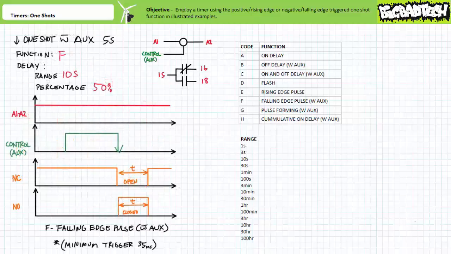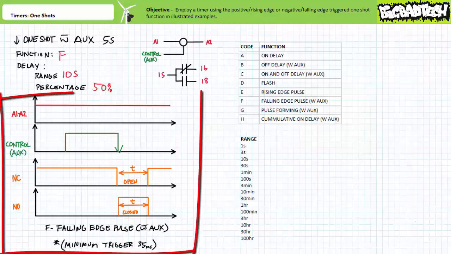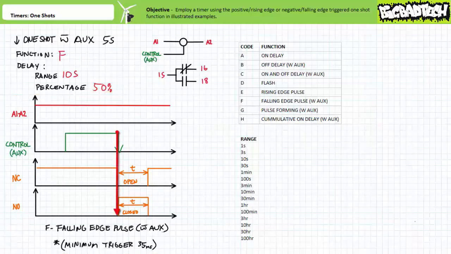Function F, the falling edge pulse with auxiliary, is a negative edge triggered one-shot that makes use of both the auxiliary controlling input and the A1 to A2 coil input. A timing diagram of function F would look like this. Note that the one-shot is triggered for a period t on the negative going transition of the auxiliary controlling input.